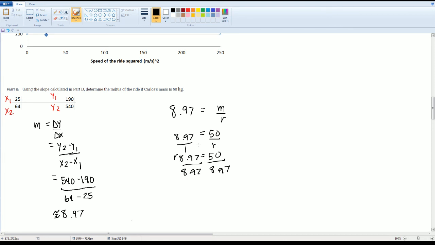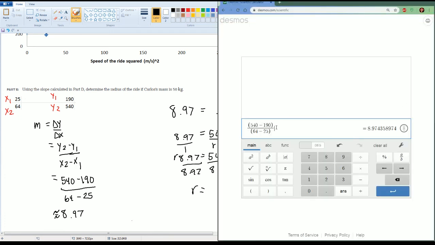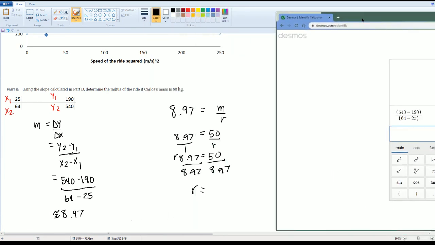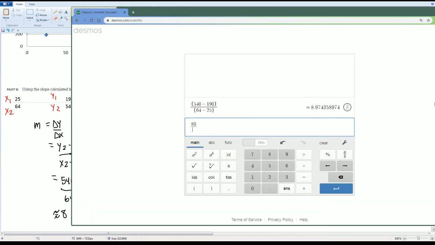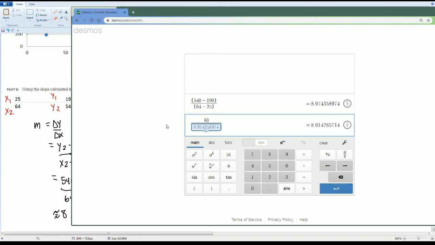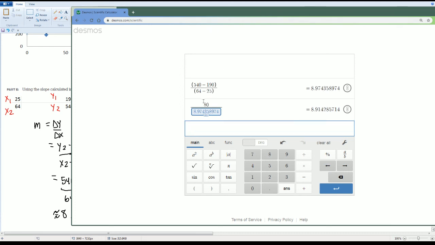Again, this is equivalent if you cross multiply, all right? R equals... let me grab the calculator. Where's Desmos? Desmos, okay. Boom. So we have what? It was 50 divided by our answer, which was the 8.97. Sorry, this was 50. Yep. All right. So it was 50 divided by our answer, which is our slope.